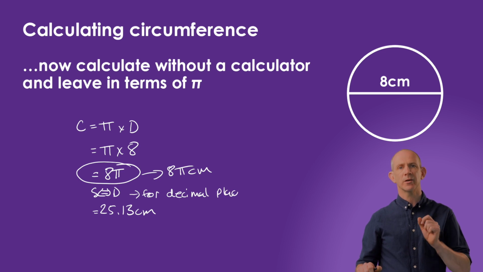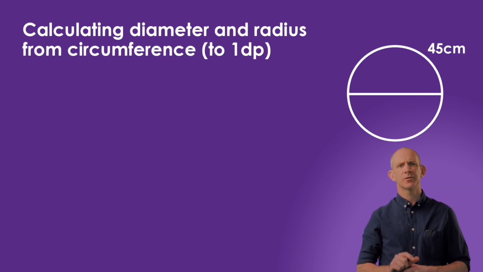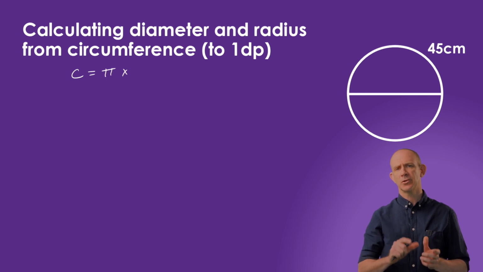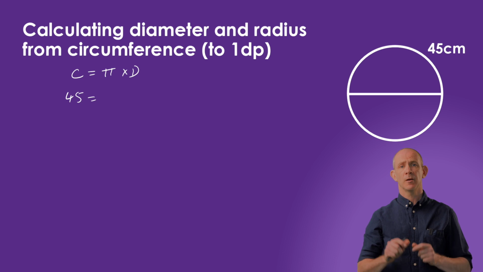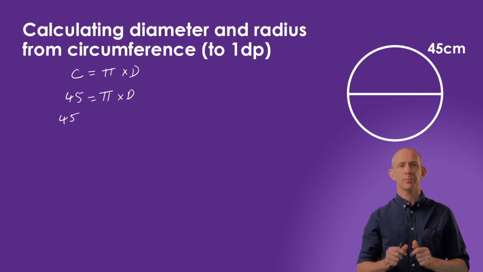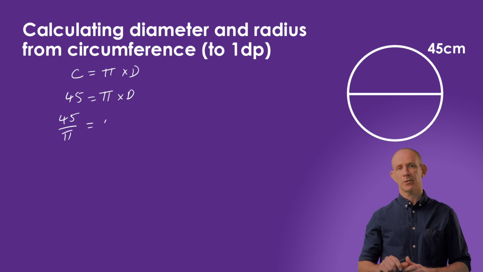Now, let's look at how you can calculate the diameter and the radius knowing the circumference. As we said before, the circumference equals pi times diameter. So if we substituted 45 in for the circumference, we can rearrange the equation by dividing both sides by pi, to get 45 divided by pi, which will equal the diameter.